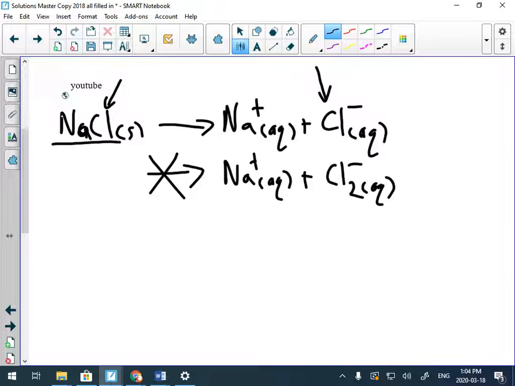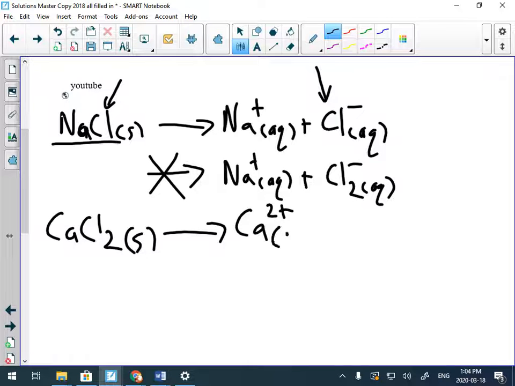Let's try it with something a little bit bigger. Let's try calcium chloride. Checking our solubility tables, it's soluble. It becomes calcium ions and 2 chloride ions. Why does it become 2 chloride ions?